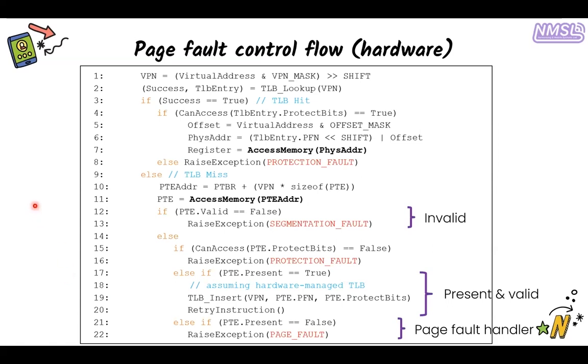So, the page fault control flow. The lines are a little longer, but there's no hard concept. I won't go line by line, but let's say when there's a miss, there are usually 3 cases. First of all, it's not even valid, so there's a seg fault. Now let's say it is present and valid, right? Then you have to insert into the TLB and retry. Or if it's a page fault, you raise an exception, and you need to call a page fault handler.